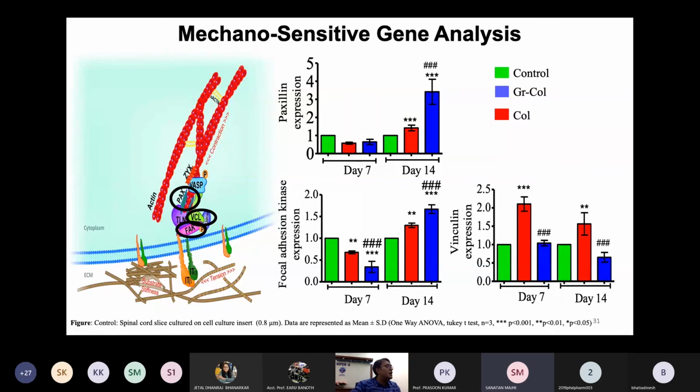We haven't looked at it now, but we are further interested in how these mechanosensitive genes are controlling the various expressions of the macrophages, or probably astrocytes and probably stem cells as well. So this is something very interesting we have found, which is useful to understand the material interaction with the cells and tissues.